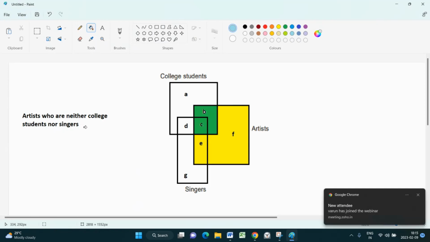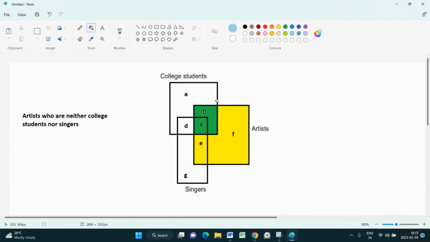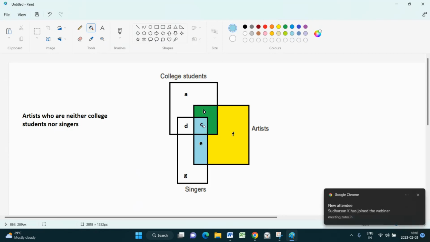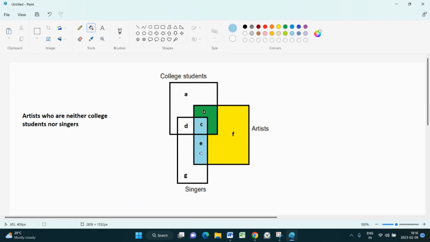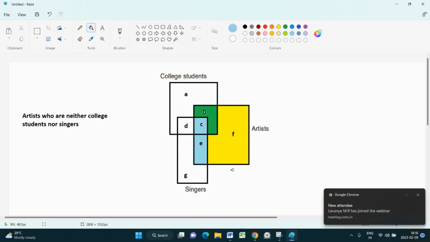Now neither students nor singers. Who are singers? Artists, but these are singers. This and this are singers. I don't want singers also. What are they saying? Artists who are neither college students nor singers. This B, C, and E, who are all artists, are also singers or college students. And F alone is not a college student and not a singer. It's F alone. So the answer is F.